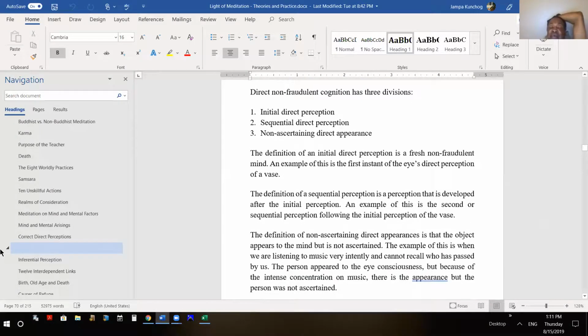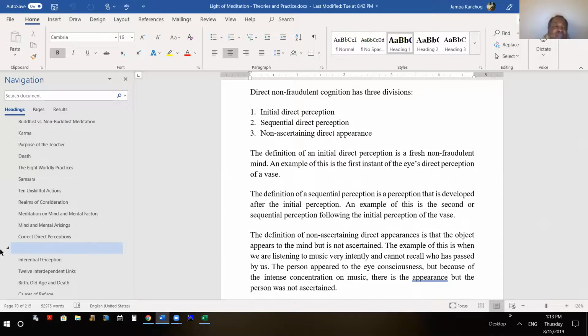The definition of a sequential perception. Now we go to number 1, and after number 1, the number 2, the second explanation of it. The definition of a sequential perception is a perception that is developed after the initial perception. So anything from the number 2 instance all the way afterwards, anything that comes in sequence with the initial perception, is what we call a sequential perception. Is this sequential direct perception also fresh or not? It's a direct perception, but it's a sequential direct perception. Not fresh, no longer fresh, because fresh means initial. Fresh means initial, or it means first.